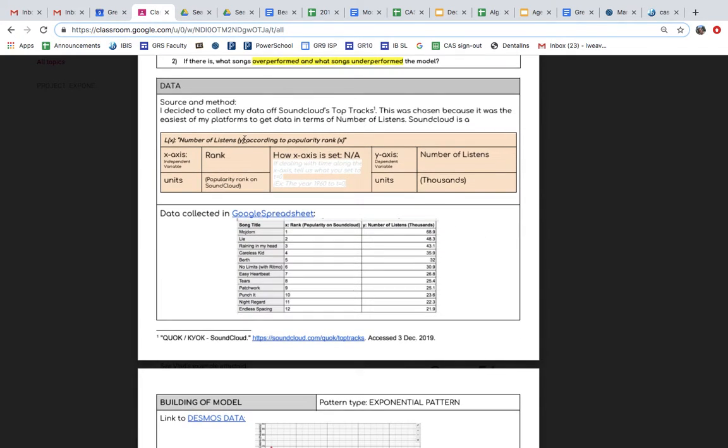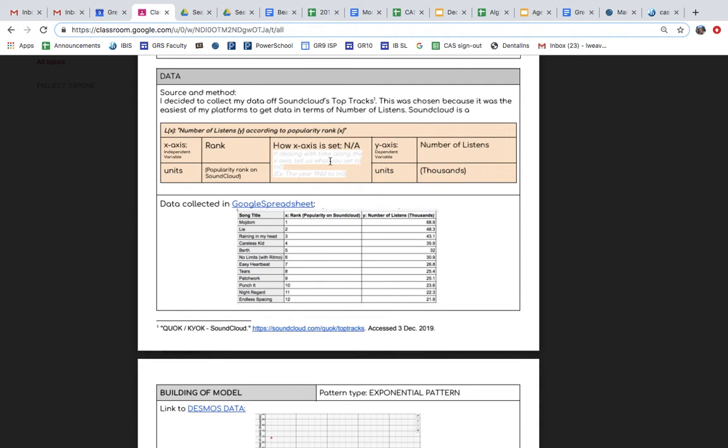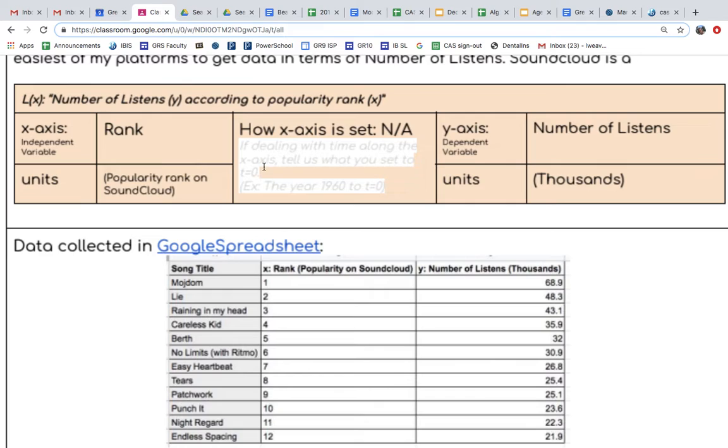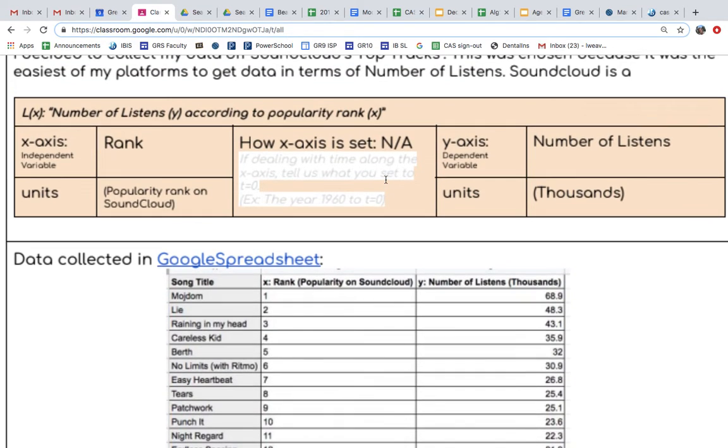The next thing you're going to do is explain to your audience how you set up your model's data. So what did you set up as your x-axis and what are its units? What is your y-axis and what are its units? And for instance, if you're dealing with time along your x-axis, tell us what you set to t equals 0. For instance, was the year 1990 set to t equals 0, or a specific week, or a specific day set to t0? Share with us that.